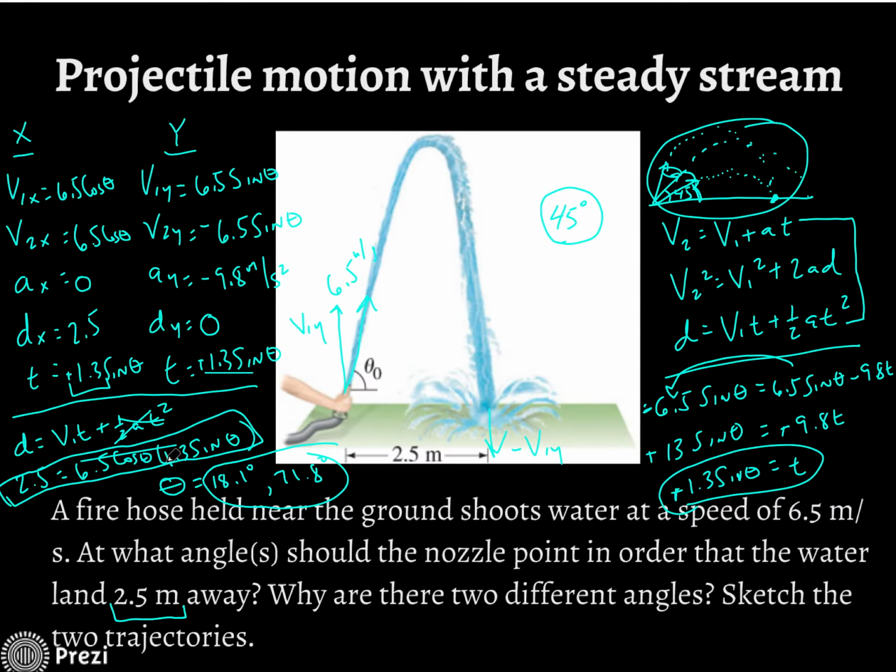And I think you could probably do it on a TI-82 or 83 as well. Okay, so I want you to get comfortable with that. But if you put that in and solve for it, you get these two values. Which means that if we want to spray and get to 2.5 meters, either you do it at this angle, which would be 18.1, or you do it at this much higher angle, which would be 71.8 degrees. But either way, it'll land in the same spot.